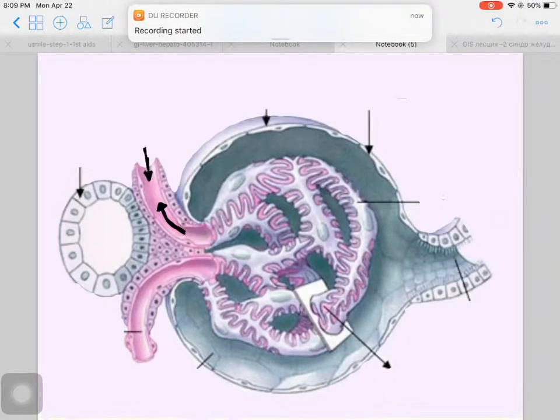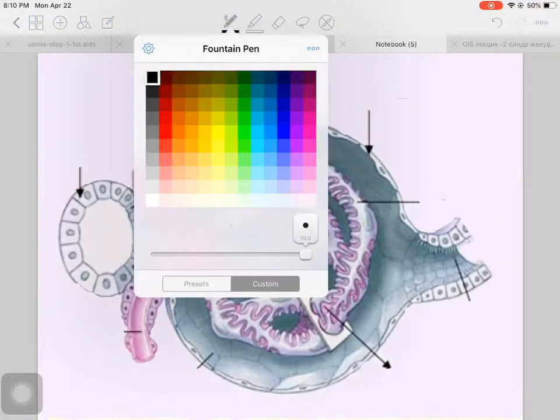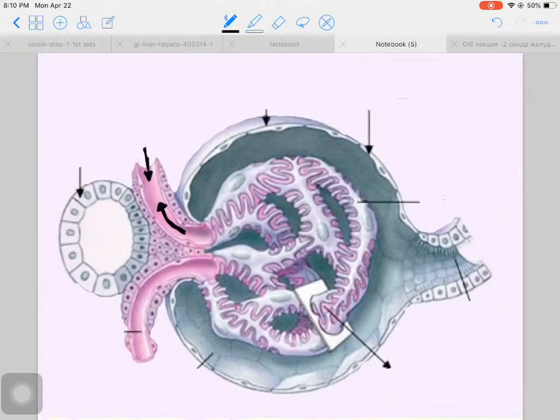Hi friends, today we are going to discuss the juxtaglomerular cell. For this purpose we have the renal corpuscle.